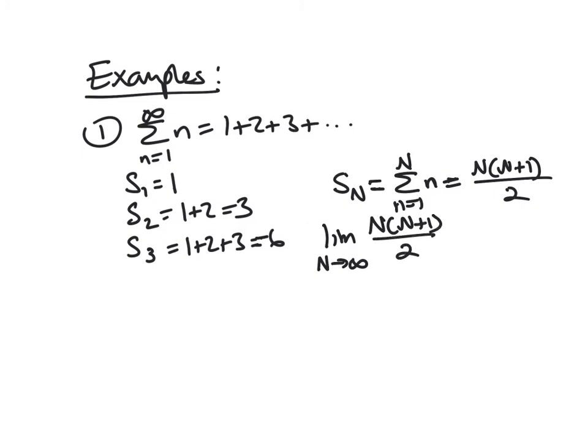So what's going to happen? Well, our denominator is just staying 2, and our numerator grows without bound, right? And so this is going to be infinity. And so this series diverges, right? Our sum just keeps getting bigger and bigger and bigger. We're adding bigger and bigger numbers, and so we're not going to approach some finite limit.